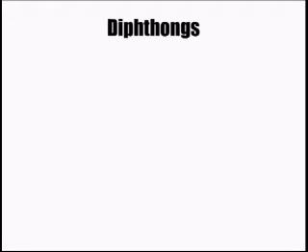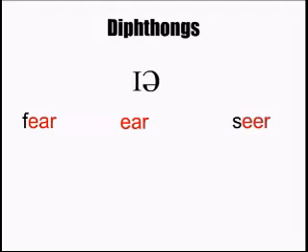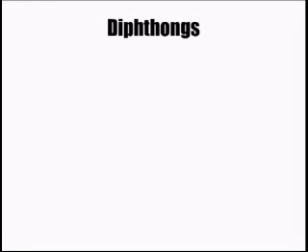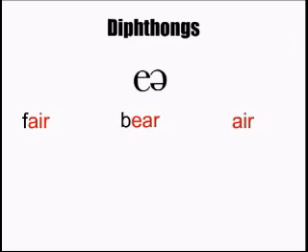With respect to ear, the tongue begins with ee, then it ends with uh. For example, fear, ear, seer, dear, mere. As to air, the tongue begins with eh, then it ends with uh. For example, fair, bear, air, hair, care.